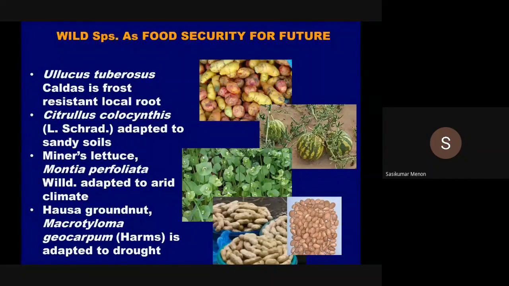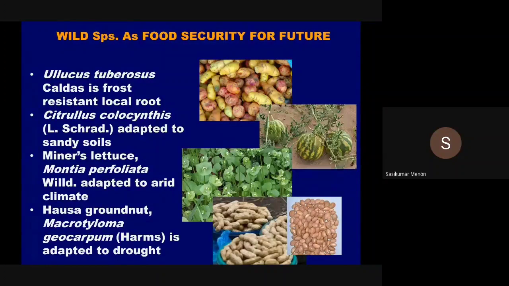This is also an underground legume, and it gives you nuts which have similar flavor and taste to our groundnut. In fact, there are a lot of countries that have started growing this to replace groundnuts and peanuts, because sometimes peanuts require a lot of irrigation.